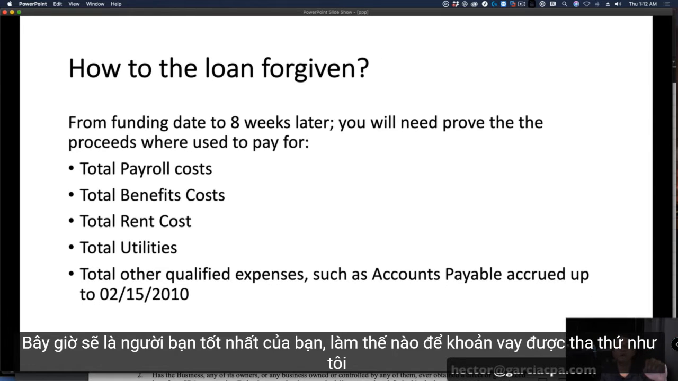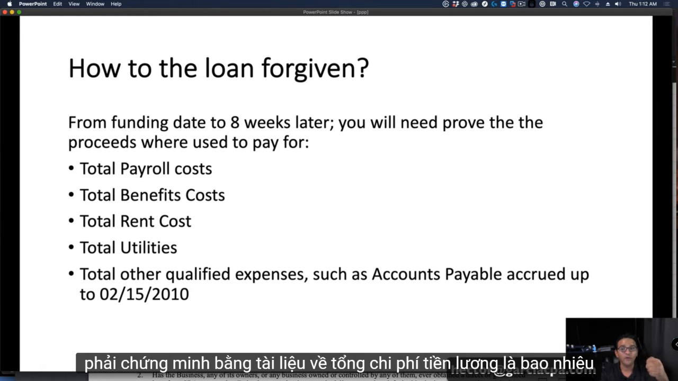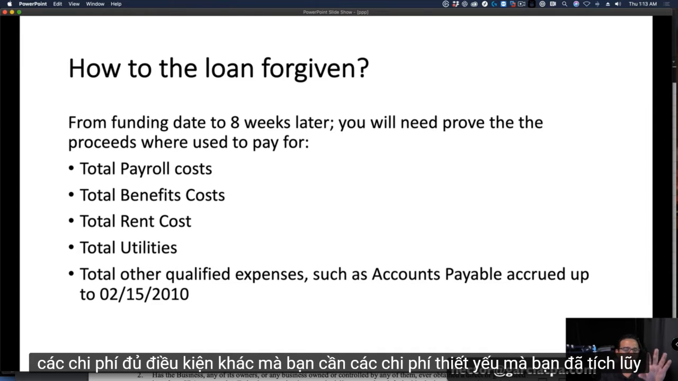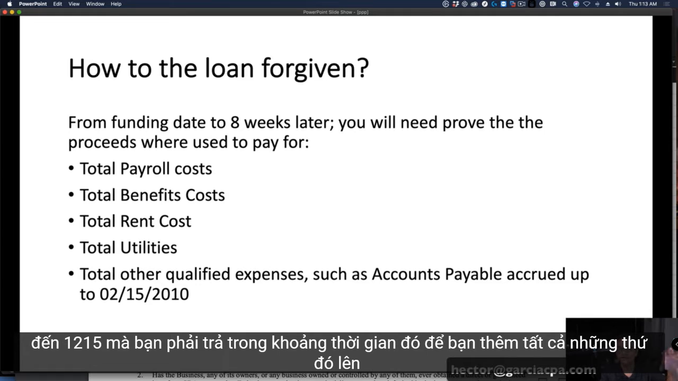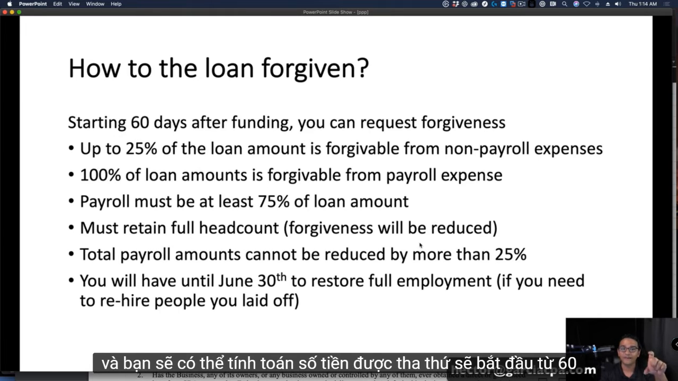Now, how will the loan be forgiven? As I mentioned, from the moment you get the money to 8 weeks later, you're going to have to prove with documentation what the total payroll cost is, what the benefits cost was, what your rent was, what your utility was, and there's going to be other qualified, essential expenses that you accrued up to 12/15 that you had to pay during the period. So you add all those things up and you'll be able to calculate what the amount forgiven will be.